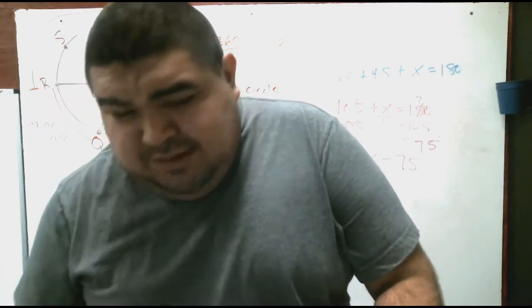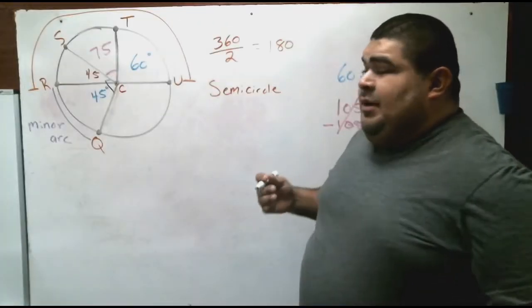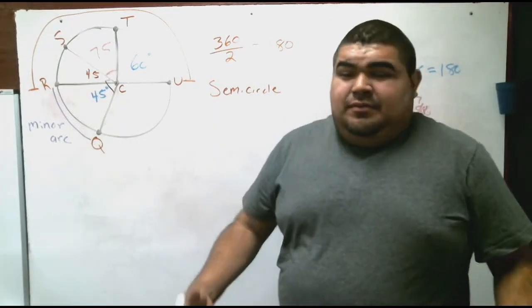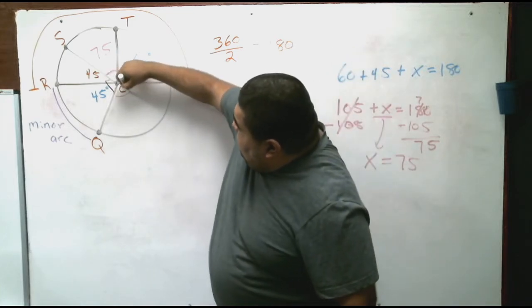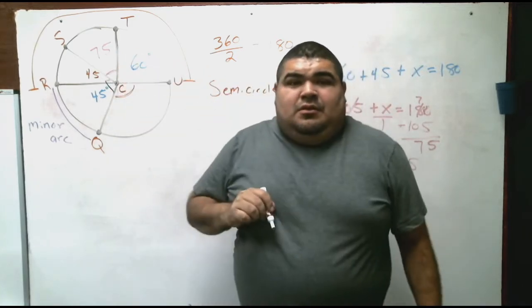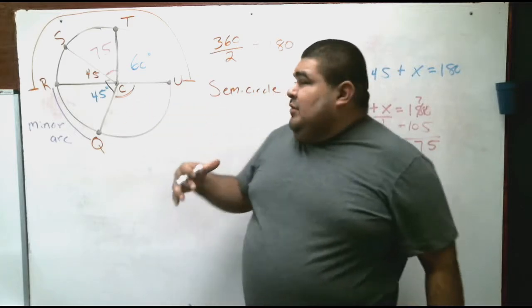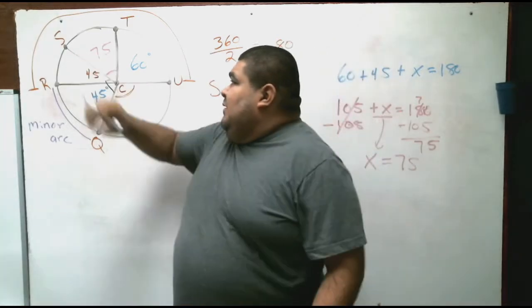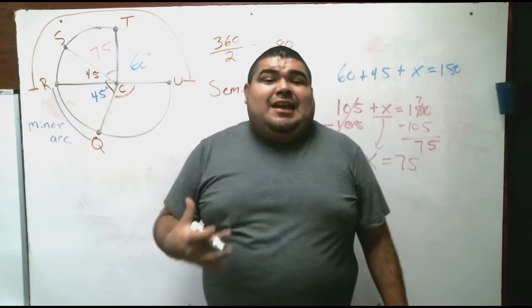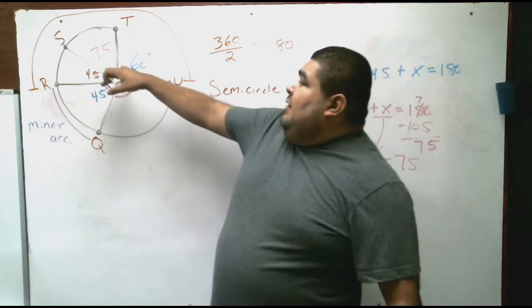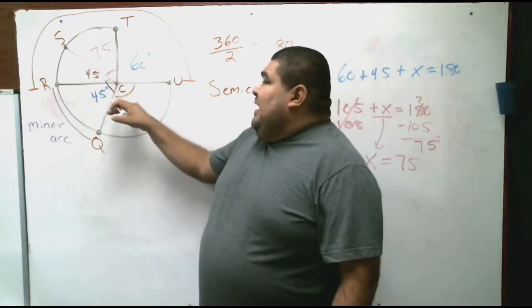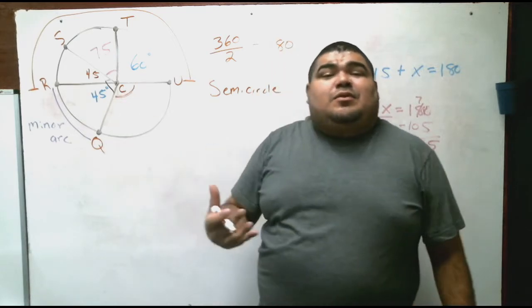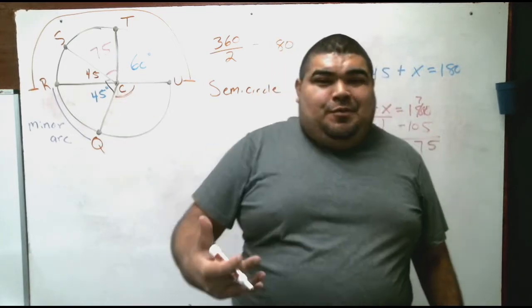Now that we know that, we can actually solve all the circle. We can find QT or QU in this case, this big angle here. We're doing something similar to what we did to find ST, but now we're going to add everything together. We're going to solve 60 plus 75 plus 45 plus 45 plus X, because we don't know what this is, equals 360. Because remember, circle equals 360.